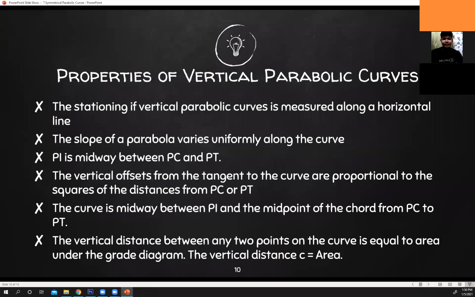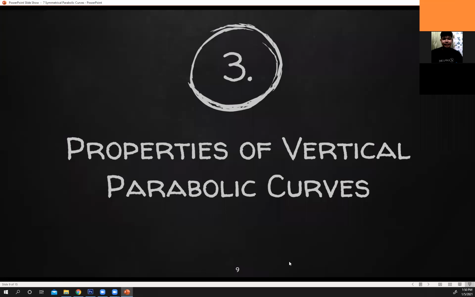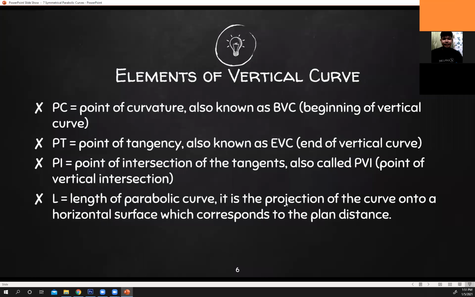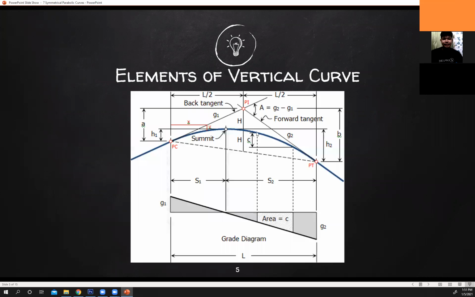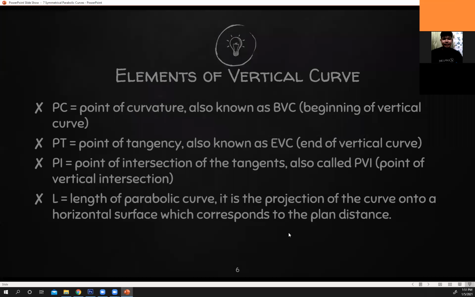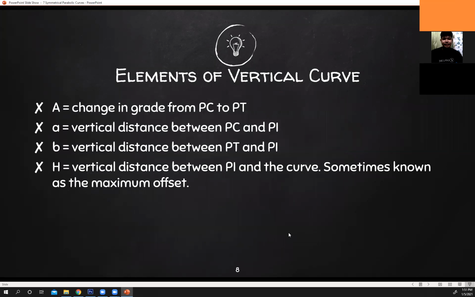And then lastly, the vertical distance between any 2 points on the curve is equal to the area under the grade diagram. The vertical distance C equals area. Again, as you can see here, the vertical distance between these 2 points, C, is also equal to the area here of your grade diagram. So those are the properties.